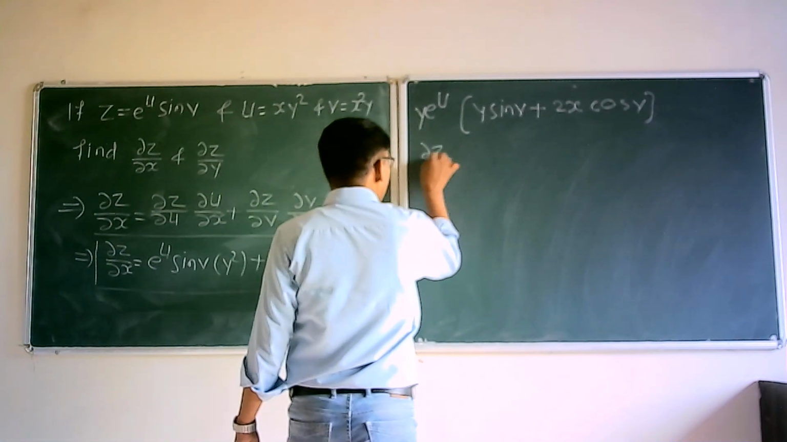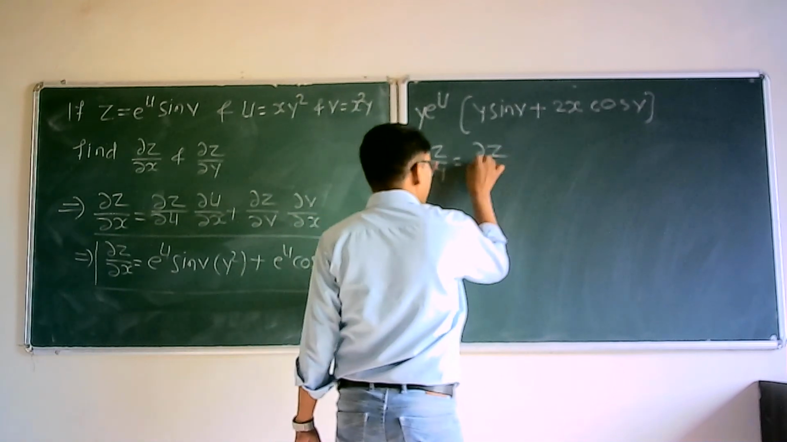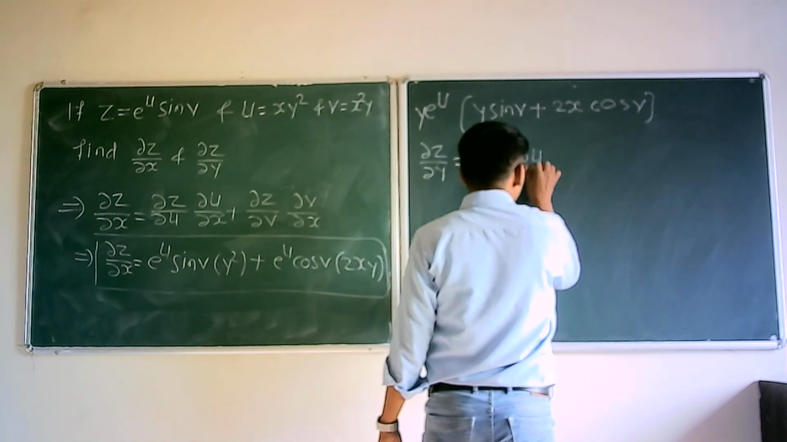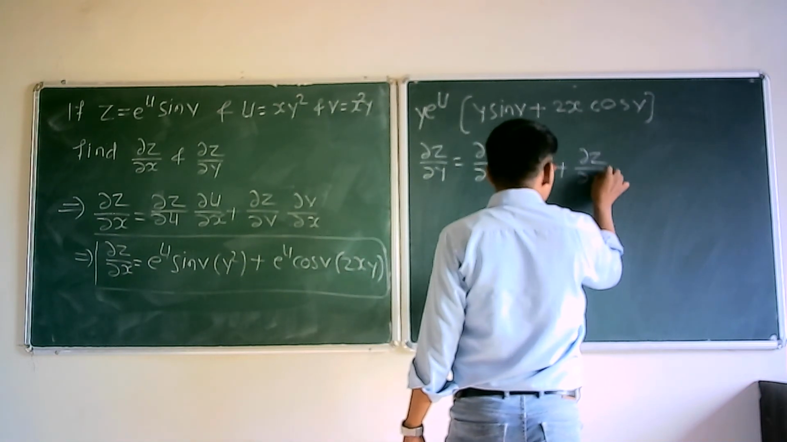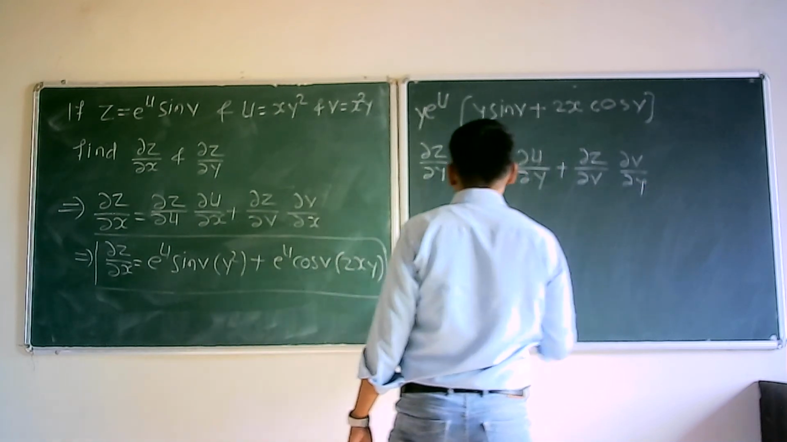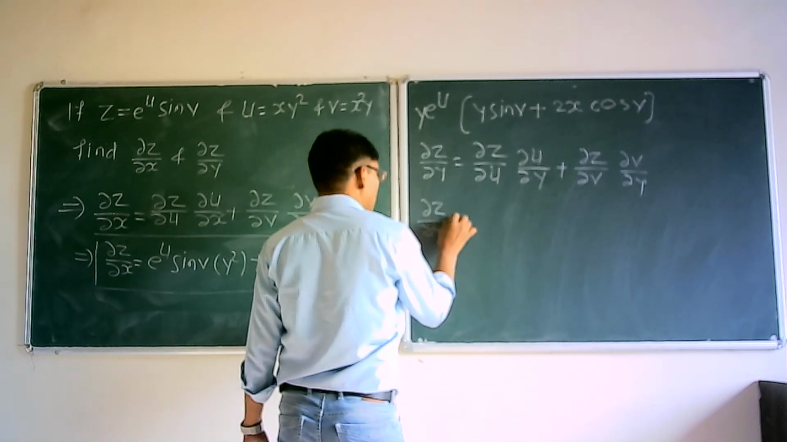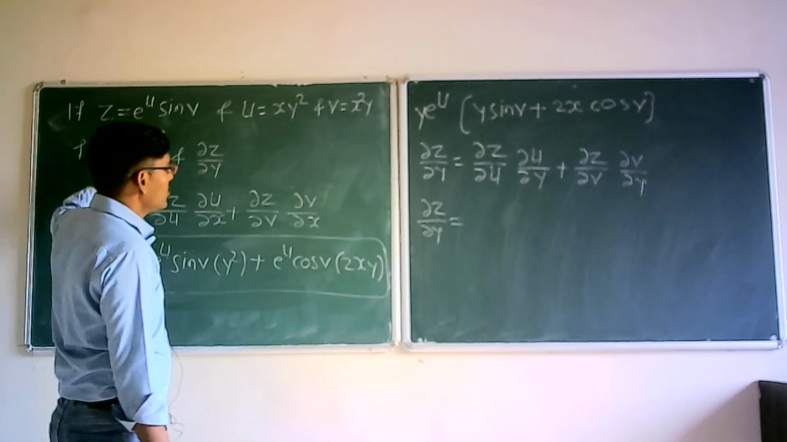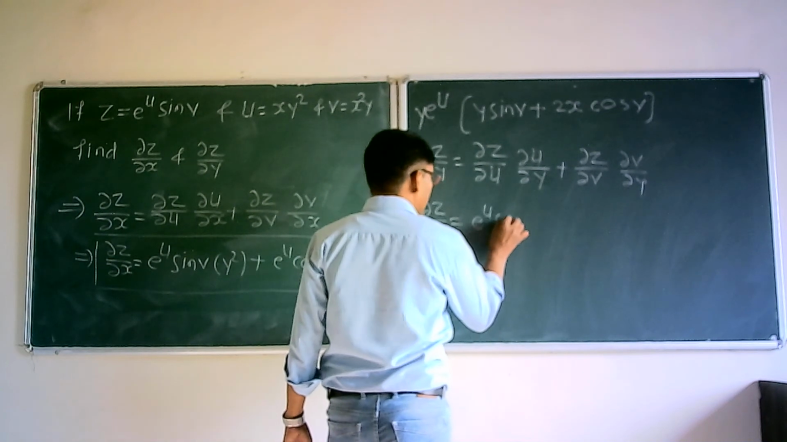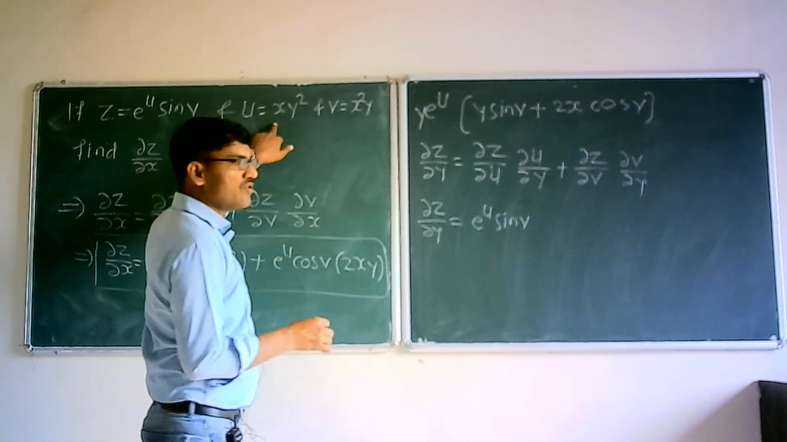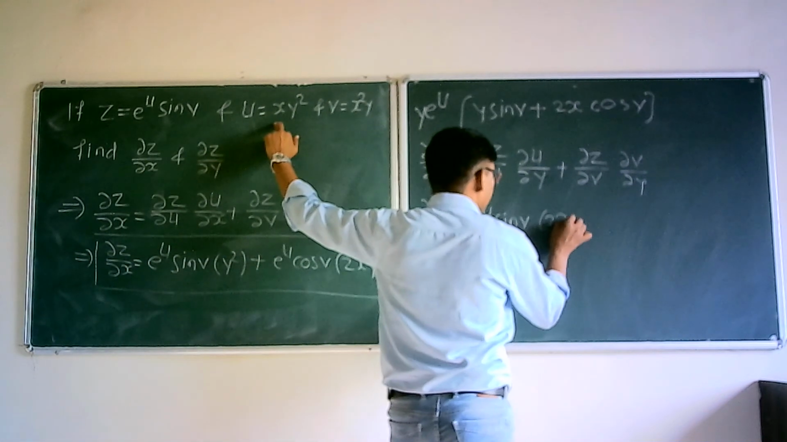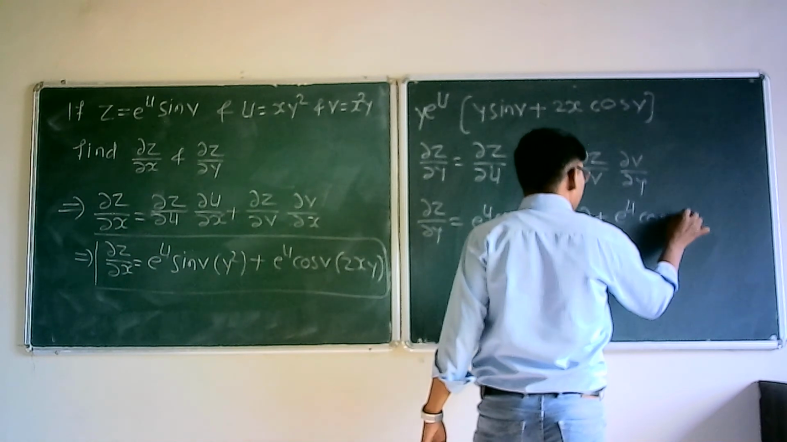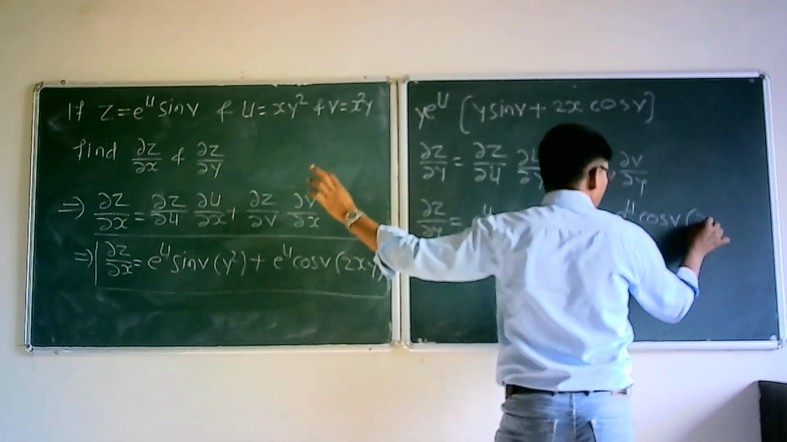Similarly, you can find dabba z by dabba y by using the formula dabba z by dabba u by dabba y plus dabba z by dabba v by dabba y. So the total derivative of z with respect to y: differentiate z with respect to u. It is equal to e raised to u sin v, and differentiate u with respect to y. It is equal to twice xy, plus dabba z by dabba v, e raised to u cos v, and dabba v by dabba y, which is equal to x square.